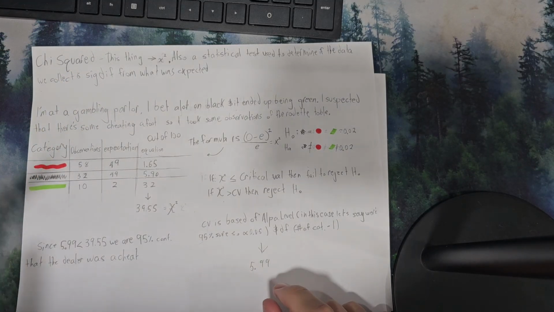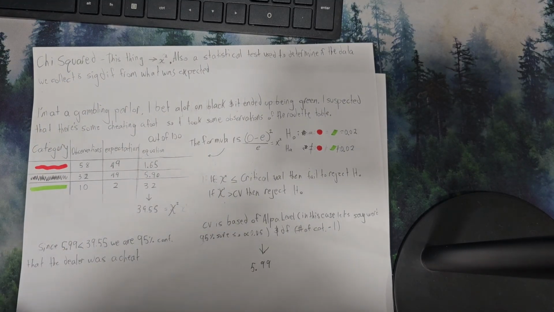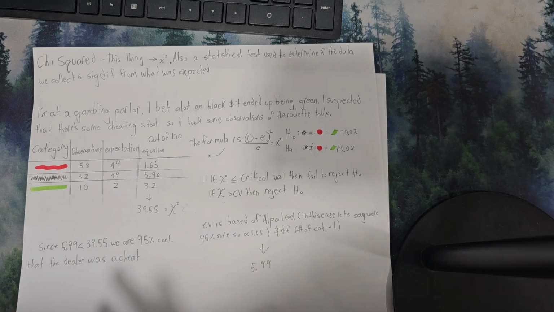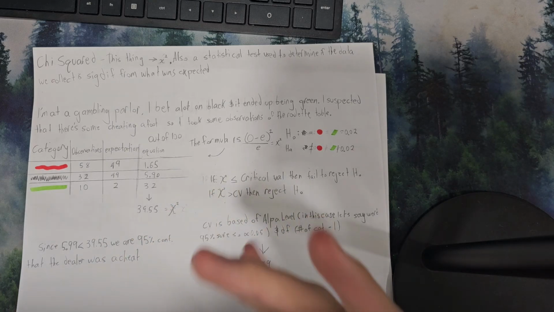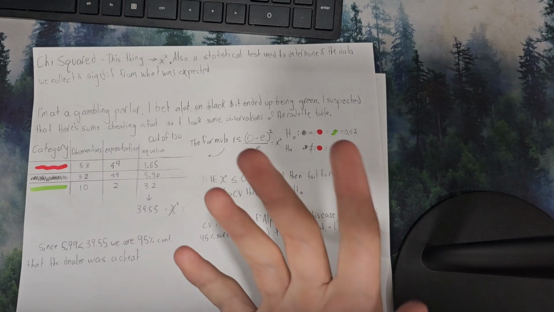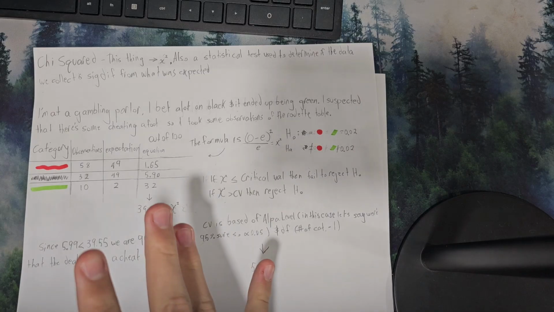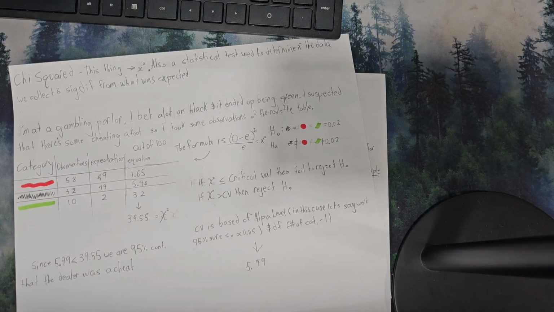So now if we compare it to our chi-squared, 5.99 is less than 39.55. So we can confidently say that we reject the null hypothesis, and we are 95% confident that the person at the roulette table who was rolling it is a cheat, and he stole all my money maliciously. It was not just random chance, or at least we're 95% sure of that.